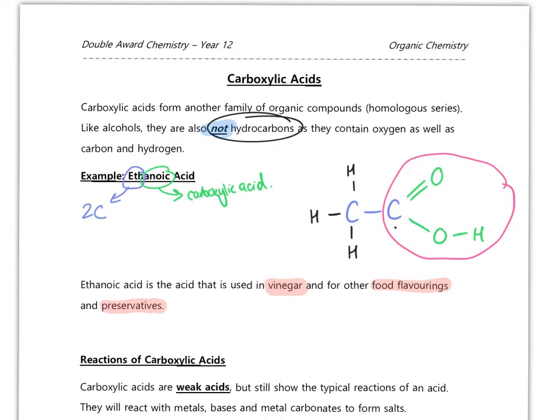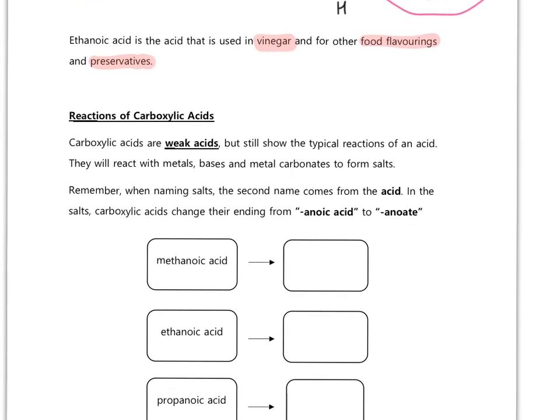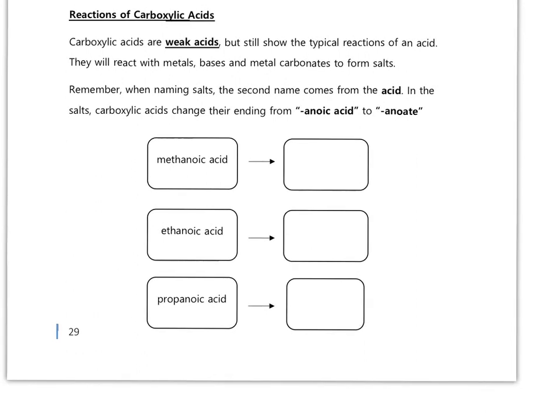And there's lots of reactions that carboxylic acids can do, but we're just going to be looking at one of them. And essentially it is one that we've seen before last year in our year 11 content, when we looked at the reactions of acids with metals, metal oxides, metal carbonates and ammonia. Because as the name suggests, carboxylic acids are weak acids. And so they show typical reactions of an acid, but they'll just react a little bit more slowly because they are weak acids as opposed to strong acids.